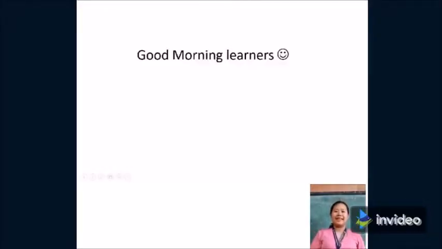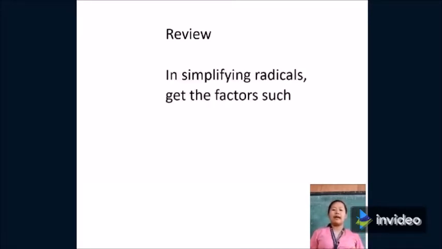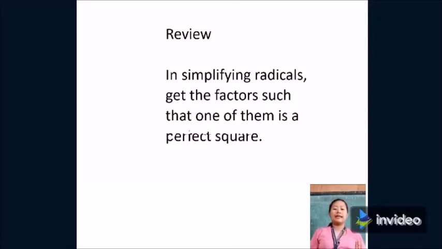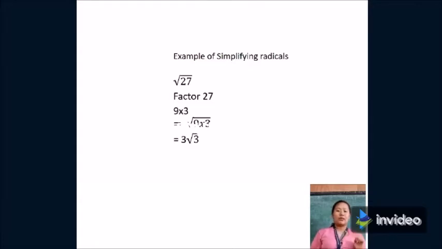Good day, dear learners! Before we start with our new lesson, let's take a review on simplifying radicals. How do we simplify? If we have a non-perfect square radicand, we need to factor the radicand such that one of the factors is a perfect square. For example, square root of 27. The factors of 27 such that one of the factors is a perfect square are 9 and 3. So we have square root of 9 times 3, and that is equal to 3 square root of 3.